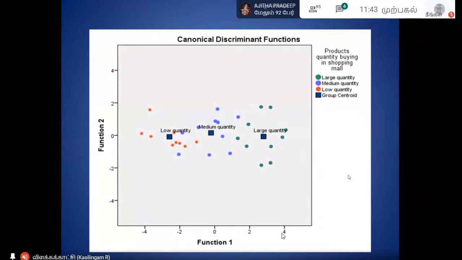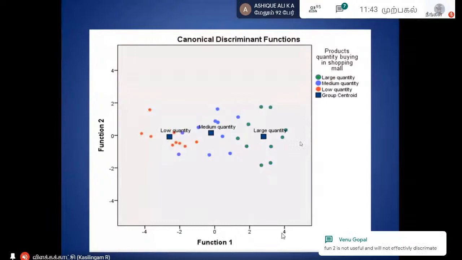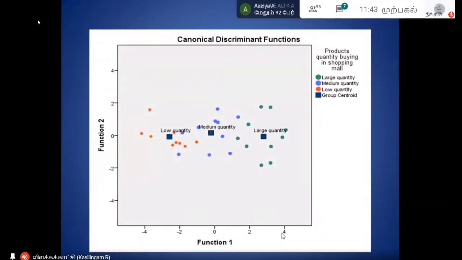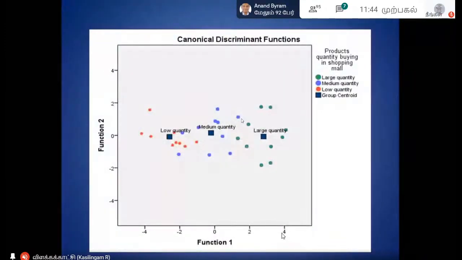Function 2 does not discriminate. Okay, so this is your inference, right? Very good. Now from this we can understand function 1 is an important function which discriminates all the 3. Yes or no? Function 2 is not that important because all the 3 are lying in the same level, which is not making any difference.